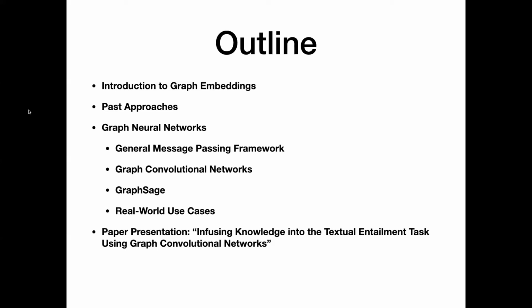This paper merges graph neural networks and word embeddings in order to create a model that is capable of performing the textual entailment task, which I believe is really, really cool.